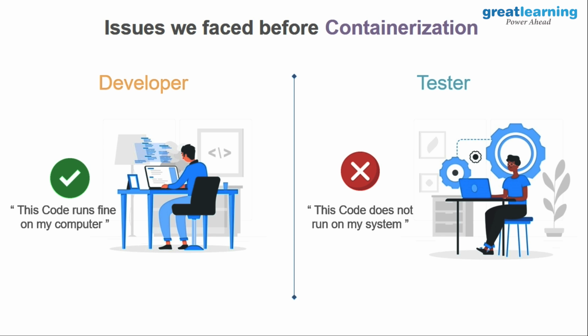So the tester is not aware of them, and on his system, he has a totally different environment that does not suit the code that has been written on the developer's environment. So this way, this code does not run. And this is not an outlier. This can happen a lot of times.